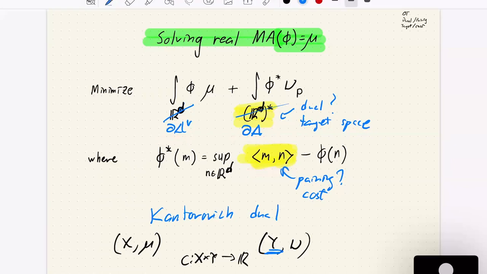Strictly speaking, in the language of optimal transport, because you don't want to take the supremum over all of R^d here, you just want to take the supremum over this space, and then it's usually called a c-transform in optimal transport, so I'll have to replace this with a c. But apart from that, this is what we minimize when we're solving this equation.